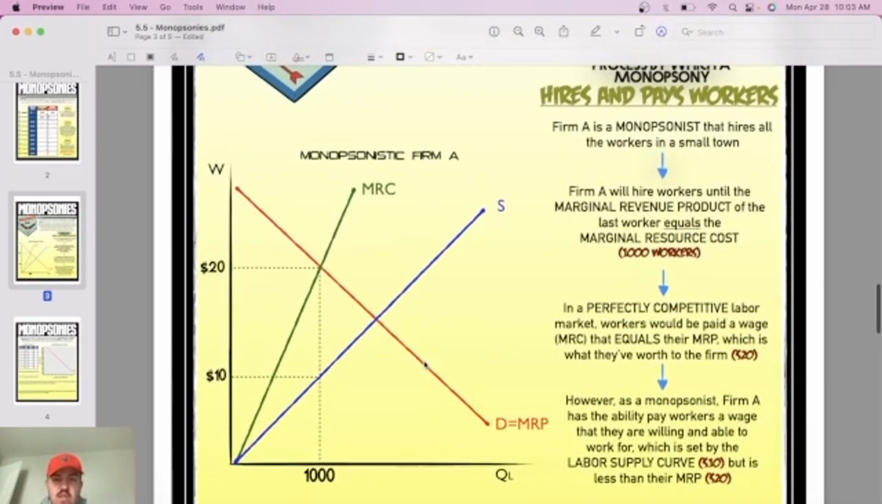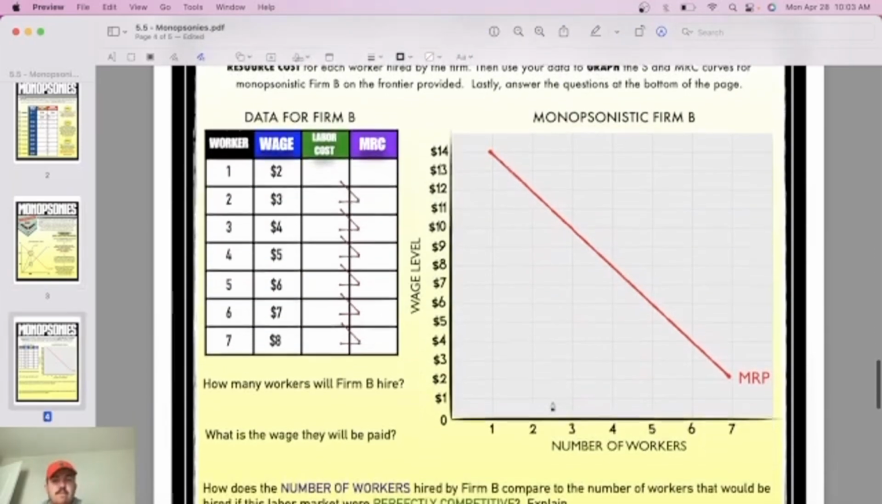So let's take a look at this a little bit. Part C, here's that process. Again, we are going to choose to hire somebody where MRC and MRP intersect one another, but then we're going to go down to the supply line where we will pay them. Okay, so let's take a look at this.